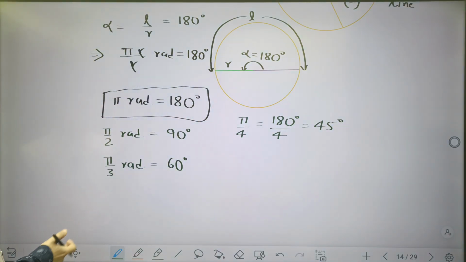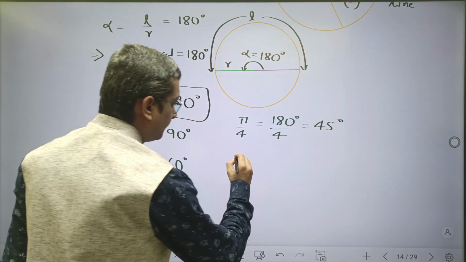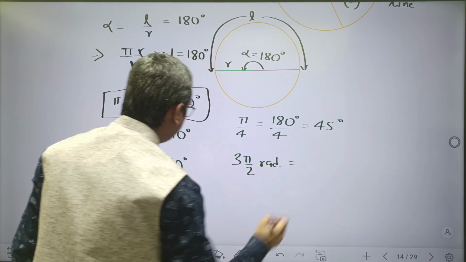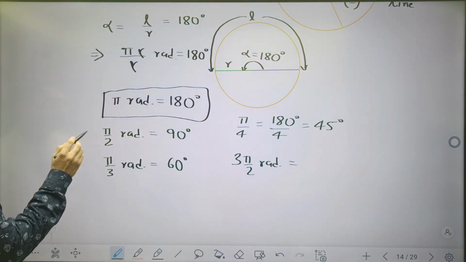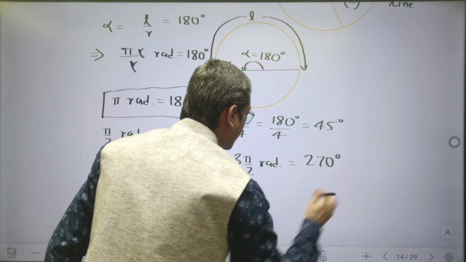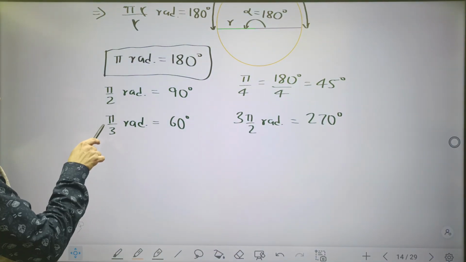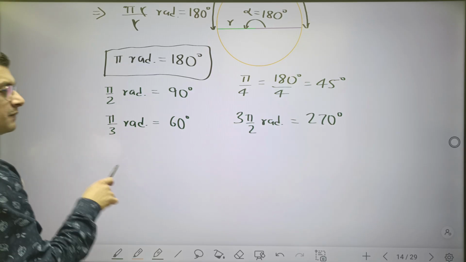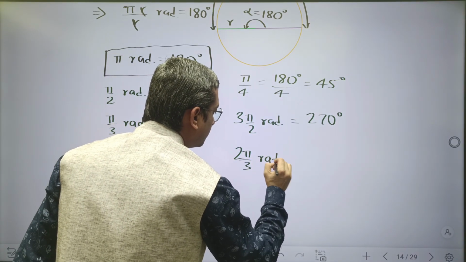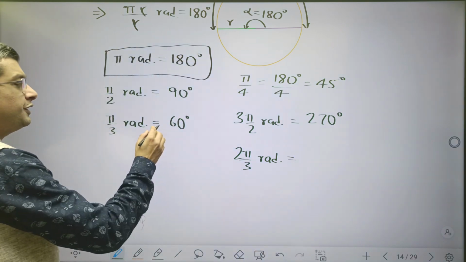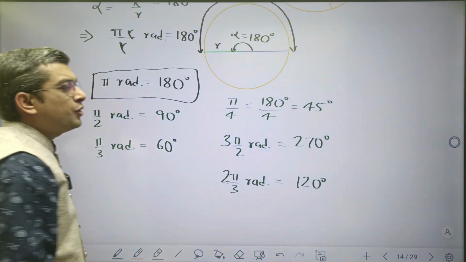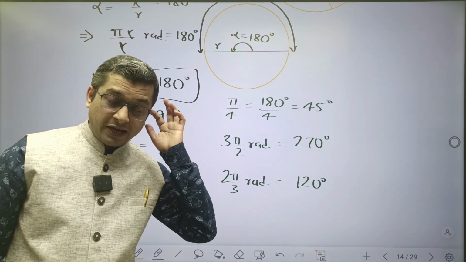In this way, suppose I write 3 pi by 2 radian, then this will be equal to, multiply this equation by 3, 3 pi by 2 is 90 into 3, that is 270 degree. Multiply this equation by 2, and you will get a different relation, 2 pi by 3 radian is equal to 60 into 2, that is 120 degree. So in this way, you don't need to remember all the angles.